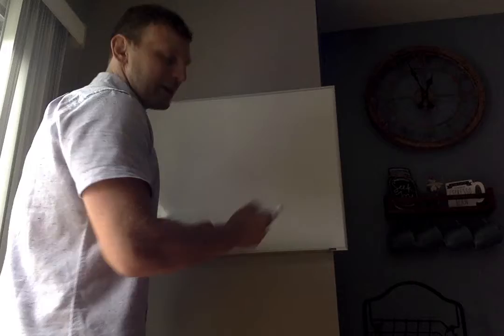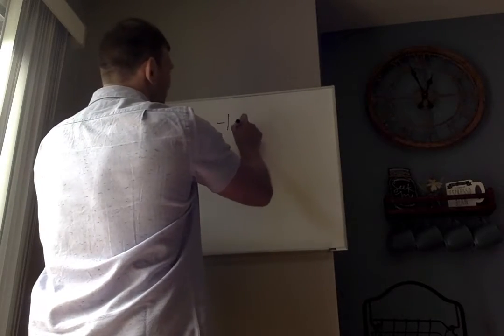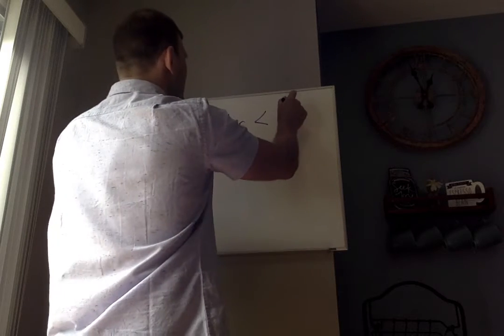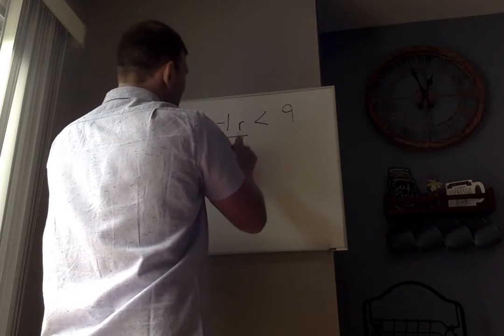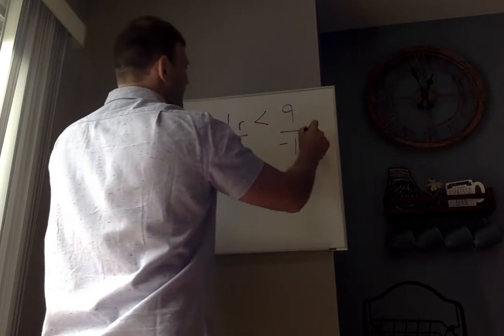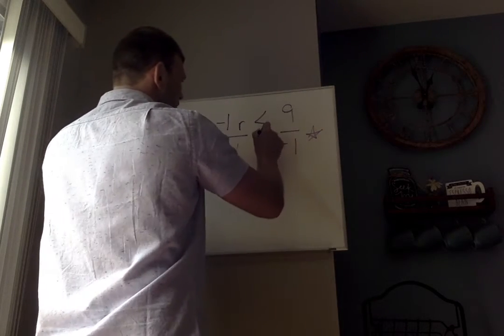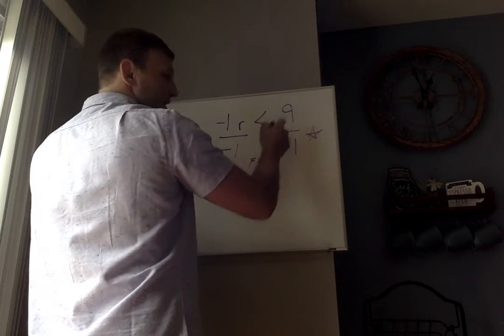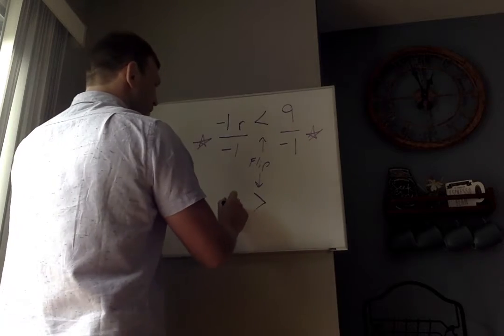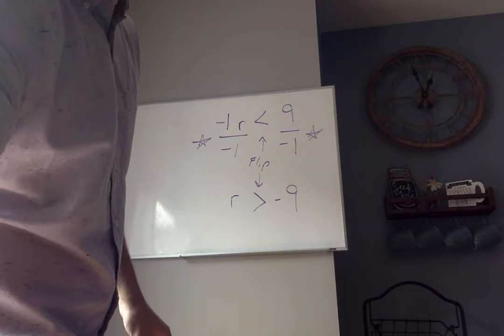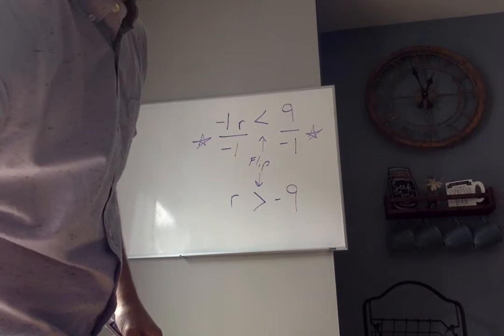So let me pick purple and make sure this color comes up. I have negative 1, r, is less than 9. So here, when I divide by the number in front of r, notice I'm dividing by a negative. And this one is going to cause me to flip my sign. So it's opening to the right, now it's going to open to the left. So r is going to be greater than negative 9. R is greater than negative 9.